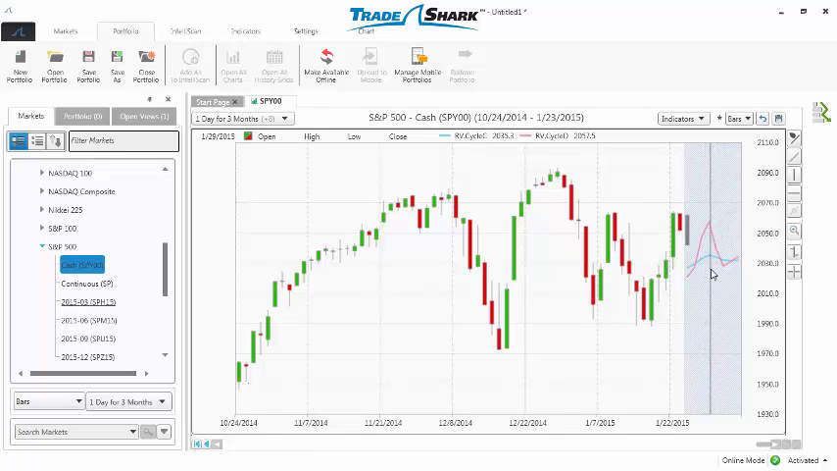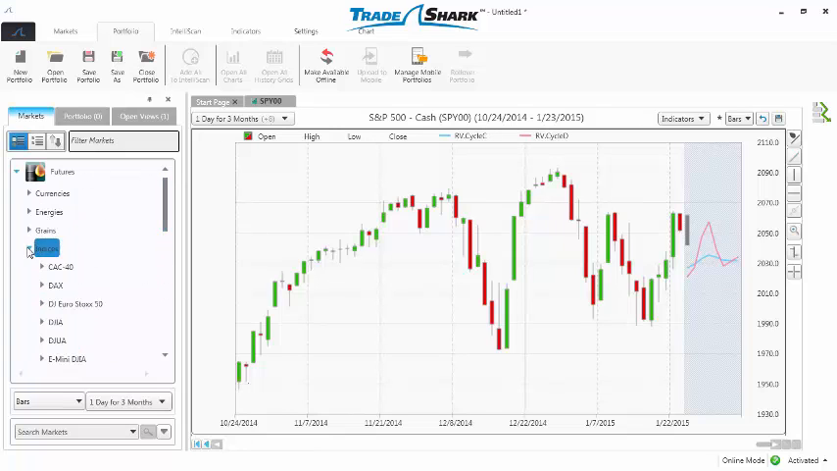So the best signals I get are when both the dominant cycle and the composite of all cycles occur on the same bar. Let's go look at another market now. Let's go look at gold. And I'm going to call up cash gold.